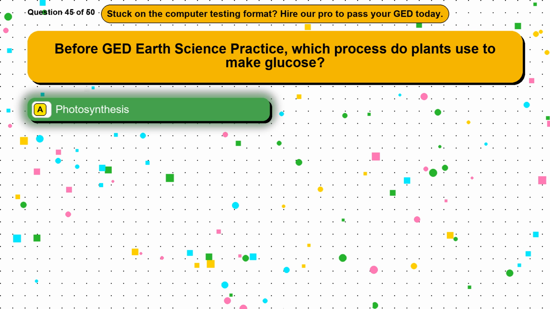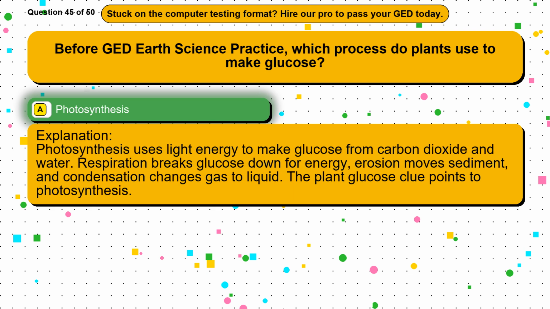Photosynthesis. Photosynthesis uses light energy to make glucose from carbon dioxide and water. Respiration breaks glucose down for energy, erosion moves sediment, and condensation changes gas to liquid. The plant glucose clue points to photosynthesis.